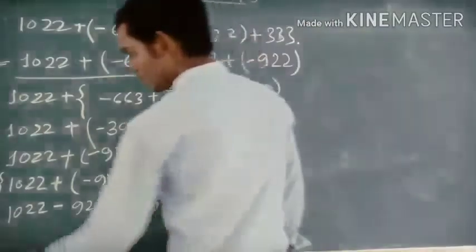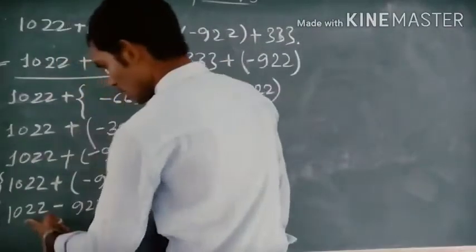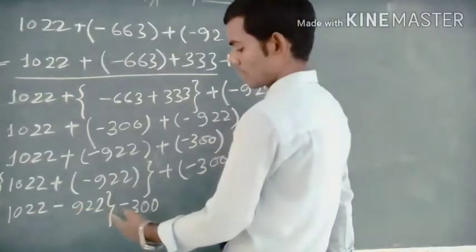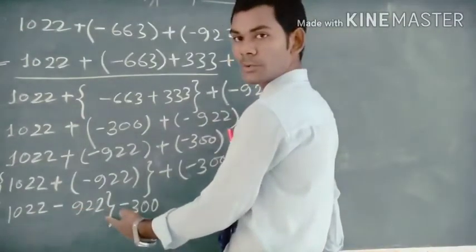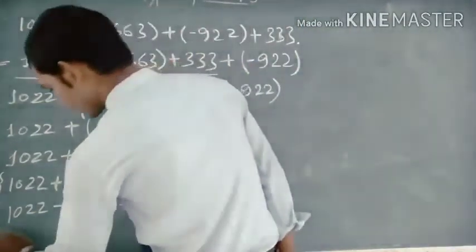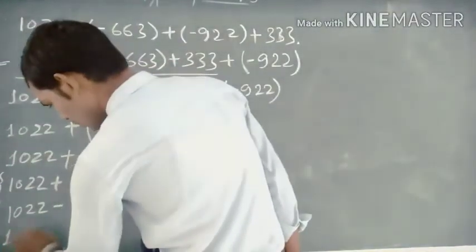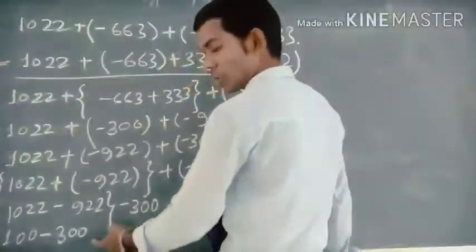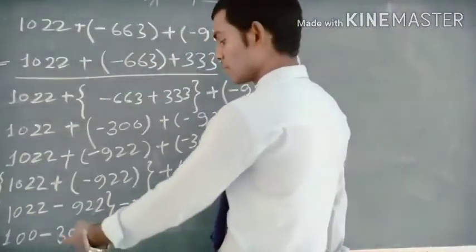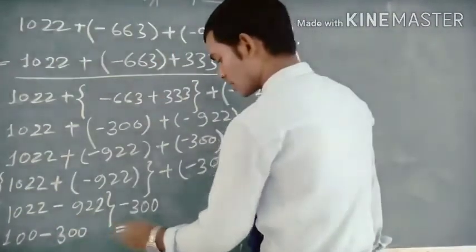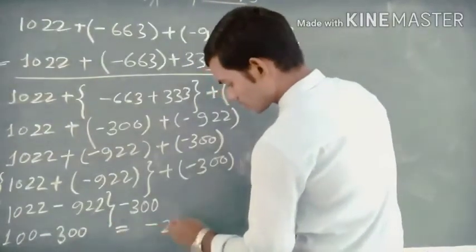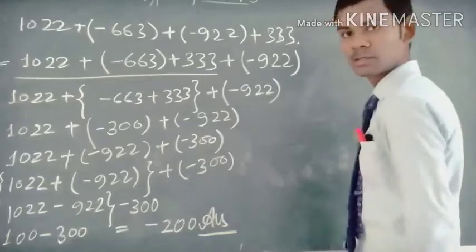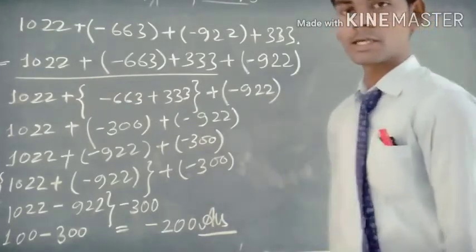And in the next step we get 1022 minus 922, we get 100 minus 300. Okay, and when we subtract them, then here we get minus 200 as our result. I hope that is clear to all.